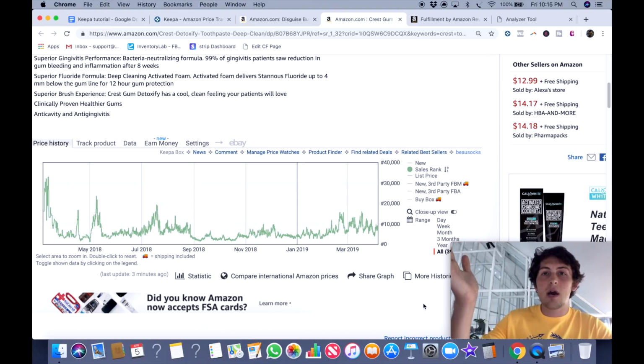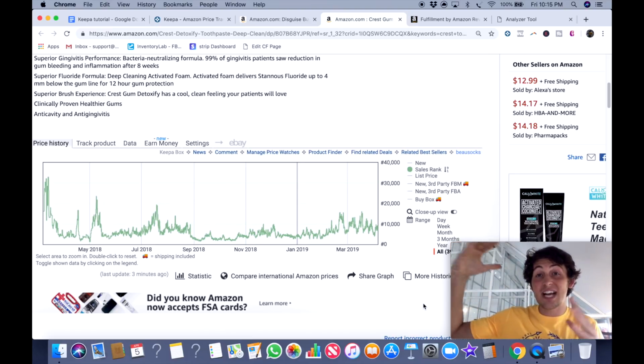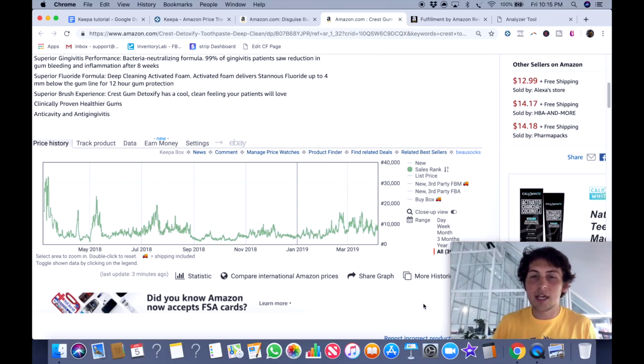Okay, so when I'm looking at sales rank, what I'm really looking at here is why the sales rank is going up and down, or how much it can vary. When a sales rank is going up, that means it's actually selling slower. When it's going down, it means it's selling faster.